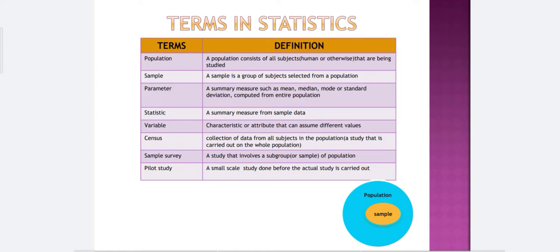Population consists of all subjects. Subjects can be humans, or they can be objects, which are the subjects that are being studied. The things that we want to study. Population is all the subjects, the entire population, everything. That is the population. Sample is a group or a subset of the population, only a portion or subset of the population.